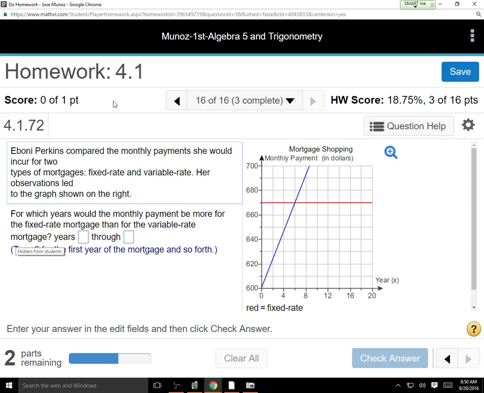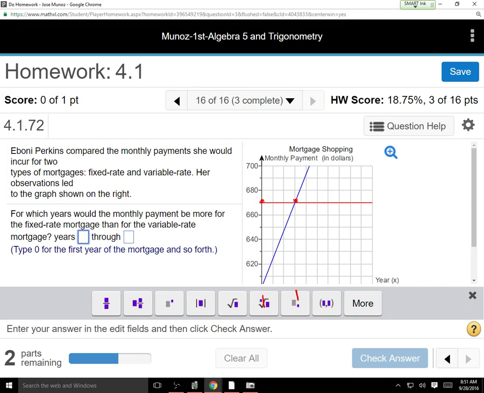So, for which years is the monthly payment more for the fixed rate? See how this is much higher? From this point to this point, isn't it? So it's going to be from year 0 to year, what is that, 6? Looks like it goes by 2s. Okay, so years 0 through 6.